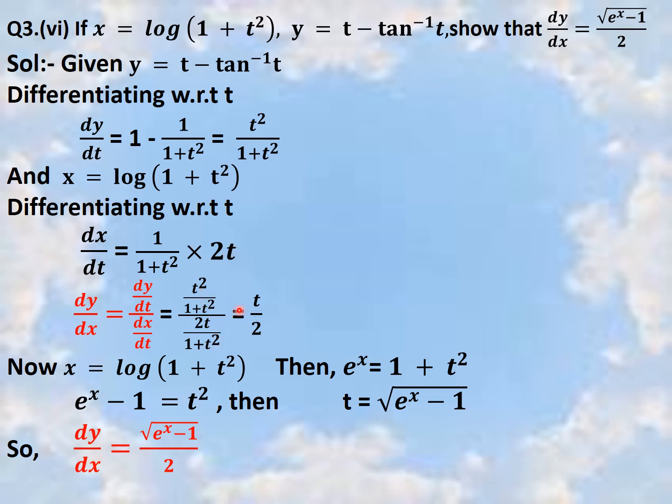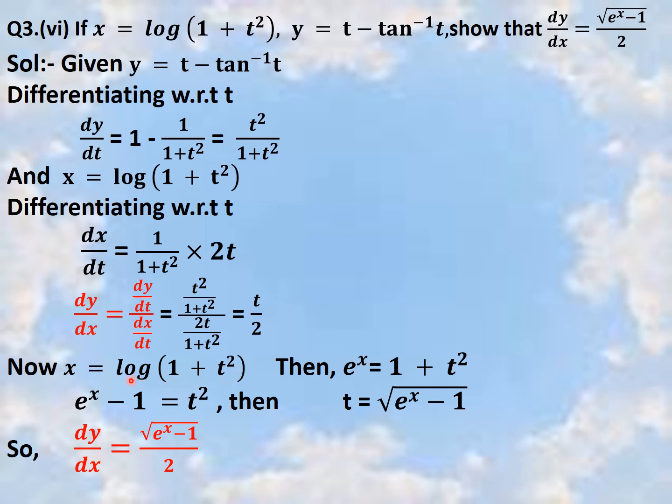Now this 1 plus t square from the second and fourth we can cancel, and t square upon 2t, again one more t will get cancelled, and the remaining function is t upon 2. Now this is not the required answer, so we will just make some adjustments. Like x is equal to log of 1 plus t square, and by taking the exponential function on both sides, that is e raised to x is equal to 1 plus t square only.